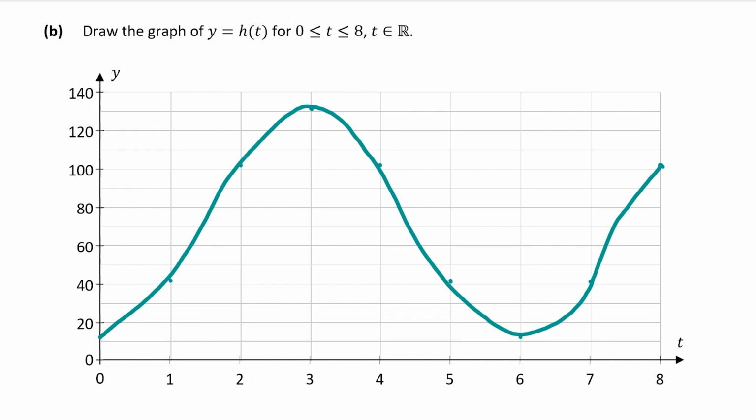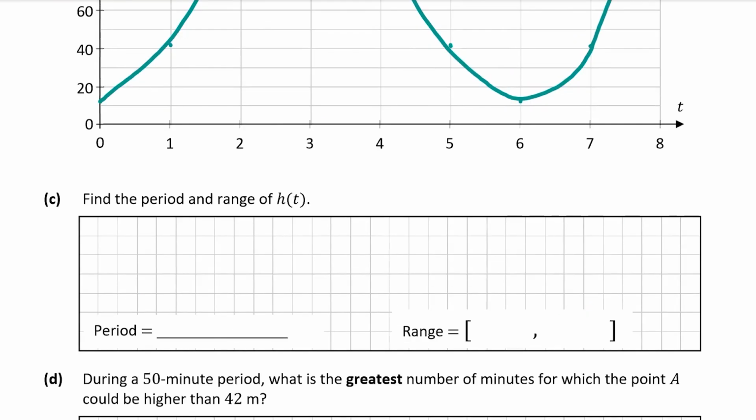Like for this question here, you're going to get 15 marks for filling out the box and doing the graph, which is a hefty amount of marks, so you wouldn't want to miss out on those by just not having practiced your graphing skills. Now let's move on to question C. Question C asks us to find the period and the range of h of t.